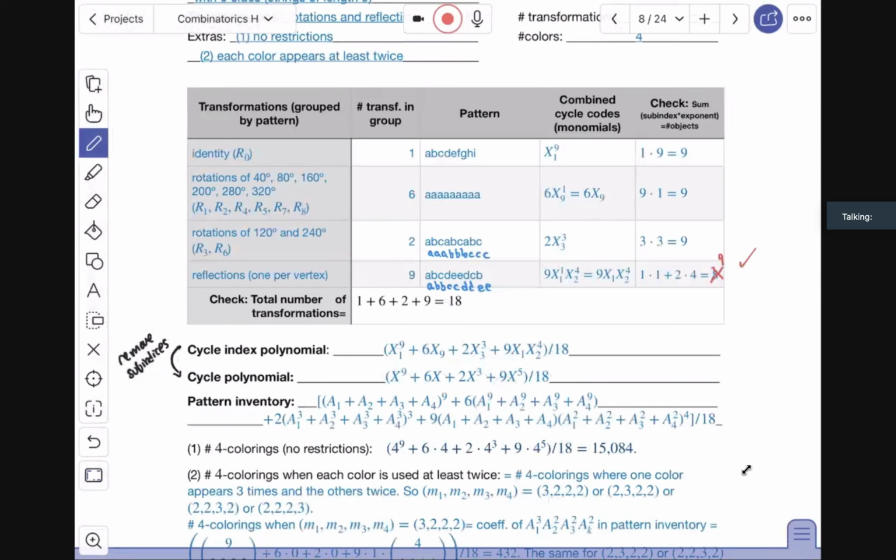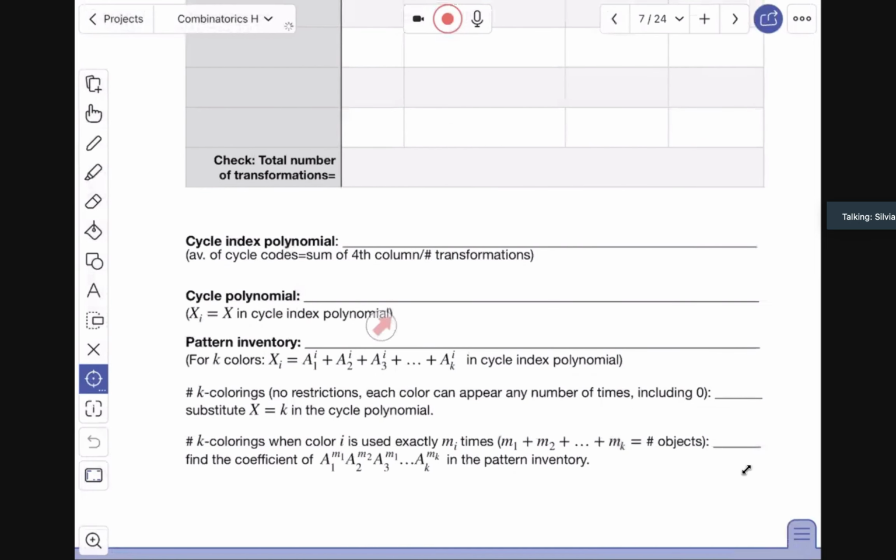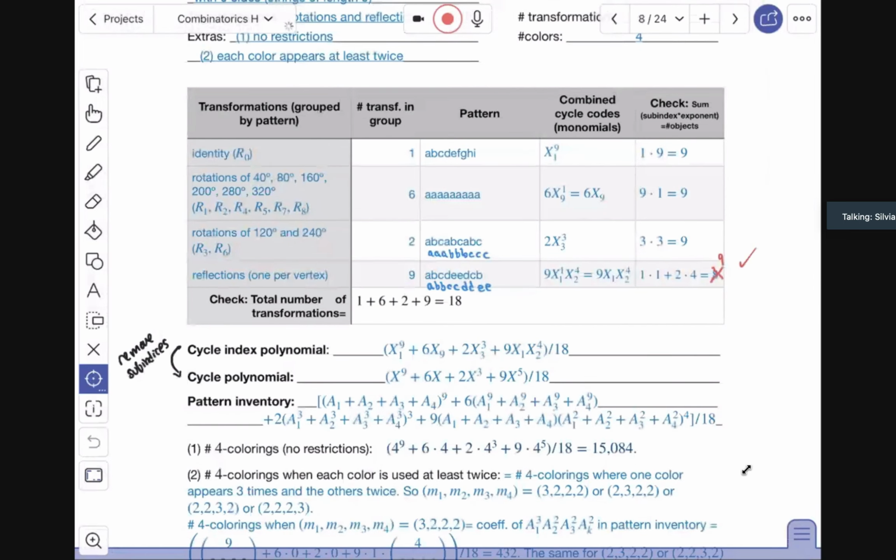Okay? And that's also in the blank form, it says this. Just replace every xi by x in that one. So you're just removing the subindices. Okay? Good? All right. So why is this important?